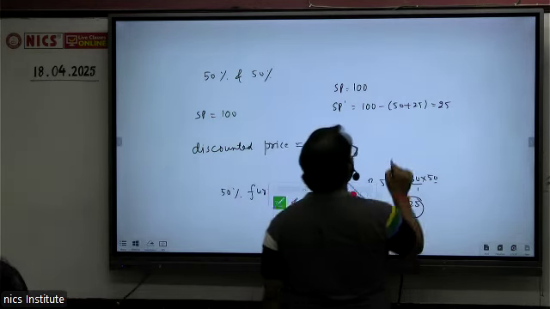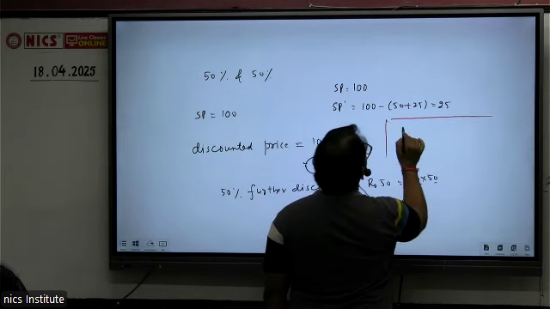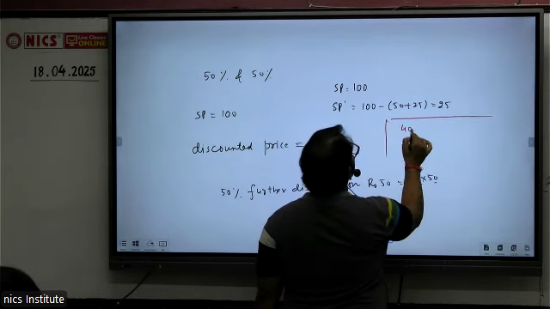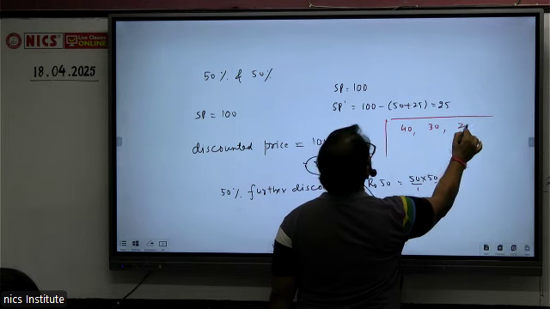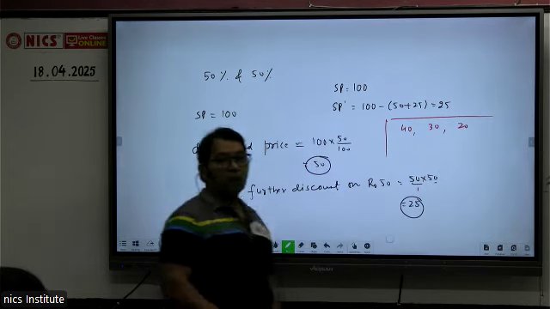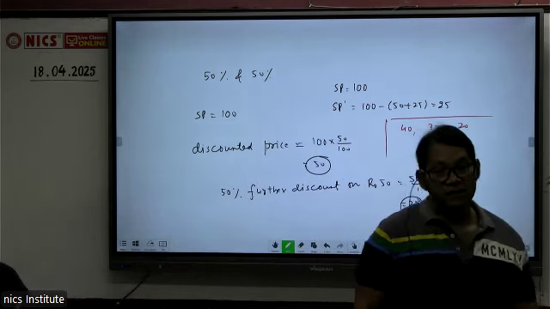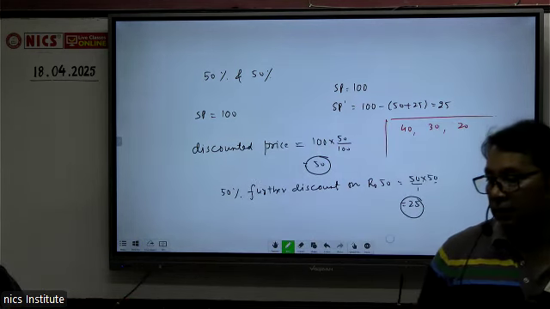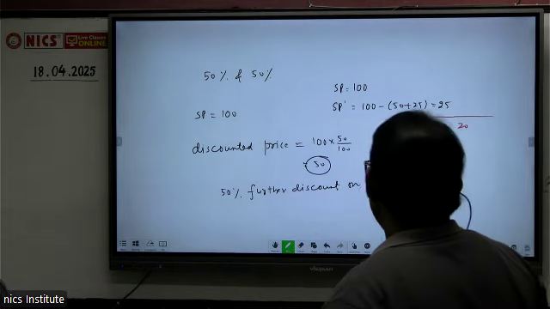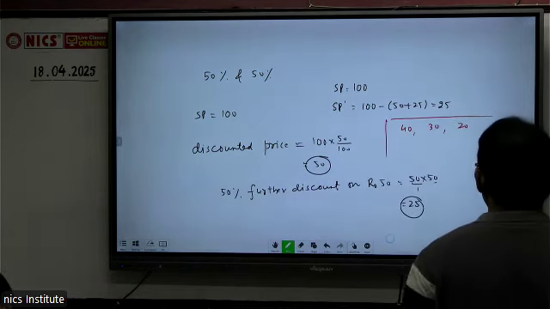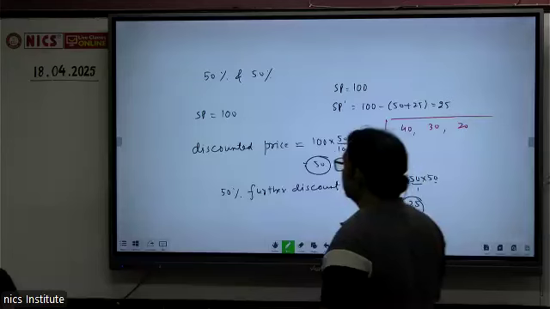You can answer one question. Say 40% discount and 30% discount and 20% discount. Find the effective discount. A shopkeeper offers 3 successive discounts, 40%, 30%, and then 20%. What is the effective discount? So you can start with rupees 100.